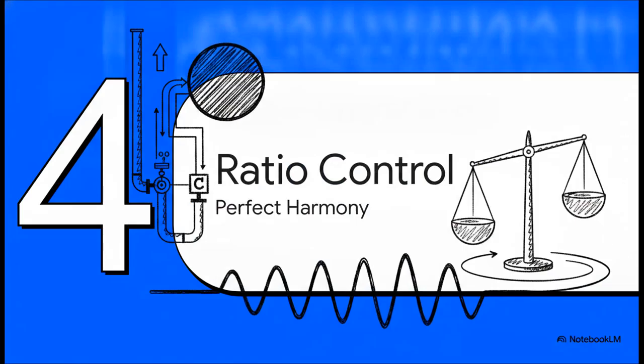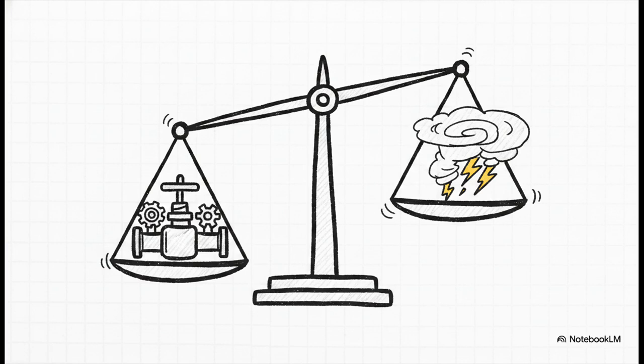Part 4. Perfect harmony through ratio control. Now we're building into the more specialized tools. Ratio control is actually a very specific, widely used flavor of feedforward control. And the core formula here is beautifully simple. R equals U over D. That means the ratio equals the manipulated variable divided by the disturbance variable.